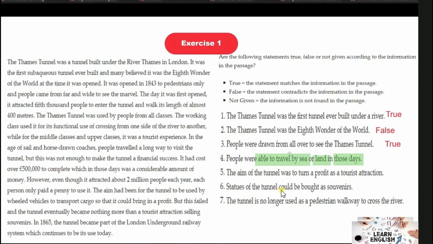By ships or boats, right? Yeah. And to travel by land in the past means? Cars, or, in the past they did not have cars, they had something like carts. All right. Good.